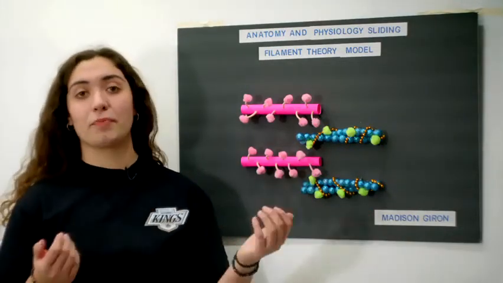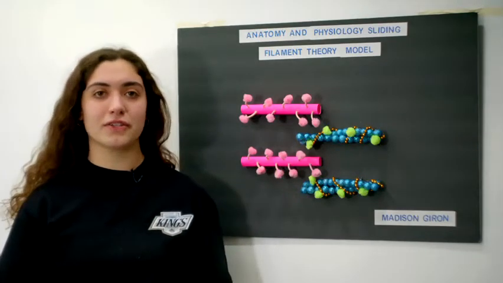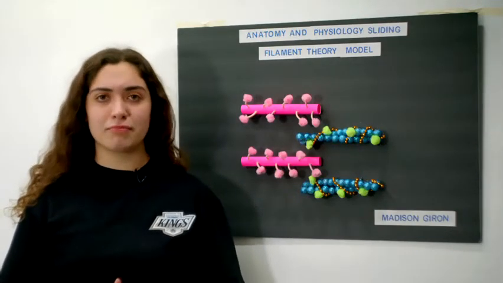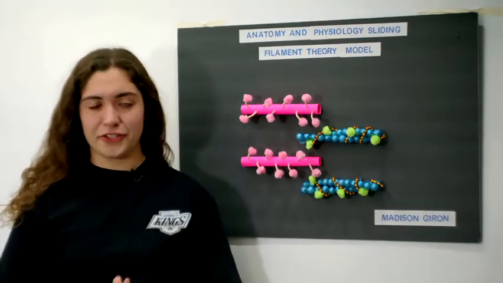This diagram shows part of a myofibril called the sarcomere. This is the smallest unit of a skeletal muscle that can contract. Sarcomeres repeat themselves over and over along the length of the myofibril. These are all the muscle structures involved.